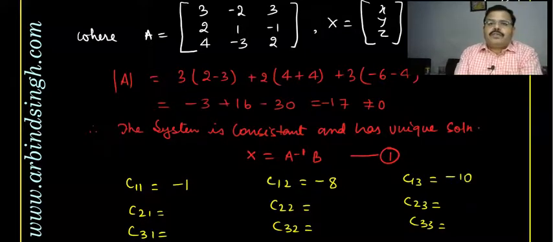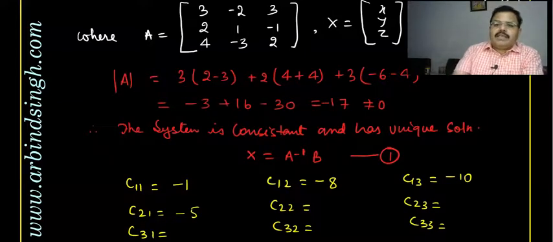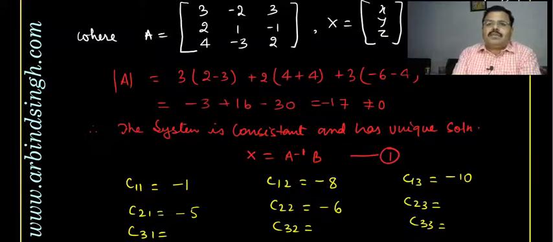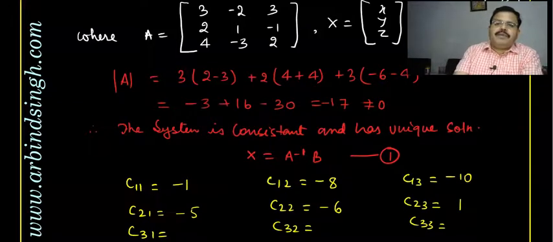Now second row, first column, this cancels, minus 4 and plus 9, that is 5. Minus 4 plus 9 is 5, but the sign will change, so it will be minus 5. This cancels and this cancels. So 3 into 2 minus 12, that is minus 6. And second row, third column, cancel. So that will be minus 9 plus 8, minus 1, but the sign will change, so it will be 1.